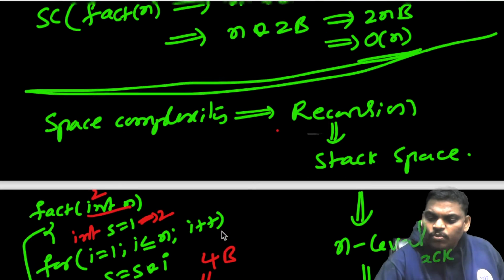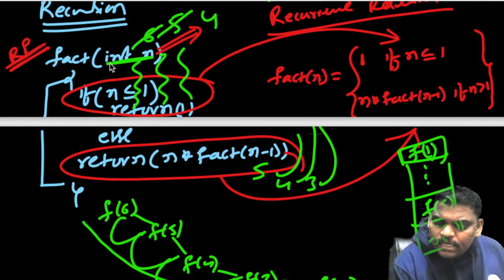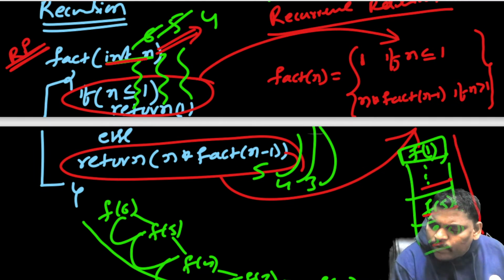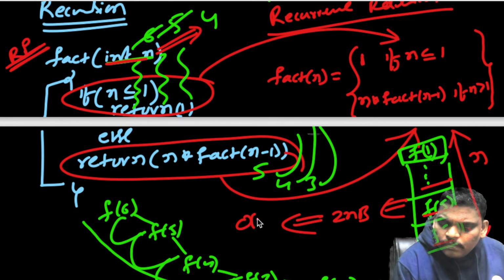But when you see a recursive program, there may be only one variable, int n, but it is going n times: fact of n minus 1, fact of n minus 2, and so on, fact of 1, almost like n function calls. Every one is 2 bytes, so 2n bytes. Finally, order of n.